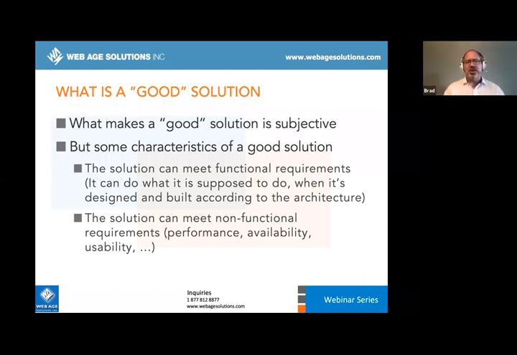Now, a good solution has desirable non-functional requirements. If I have a particular availability requirement, it has to be up 99.99% of the planned uptime. Then a good solution is one that will actually meet that requirement. And architecture helps us do that. It turns out that for a lot of these non-functional requirements, it's very, very difficult to say whether you're going to be able to meet them or not without having an architecture.